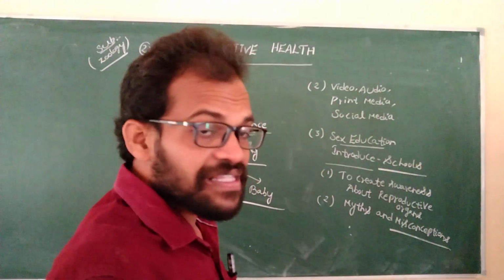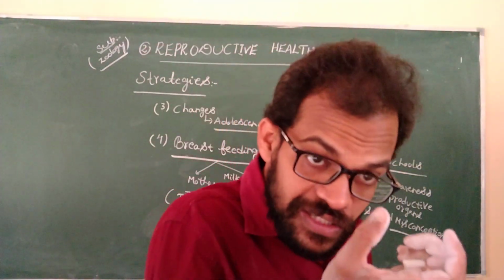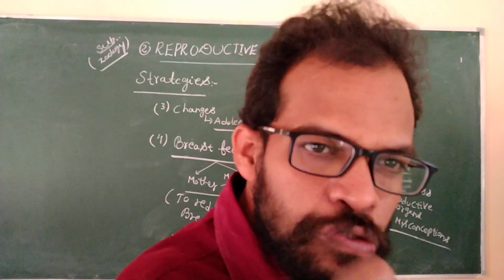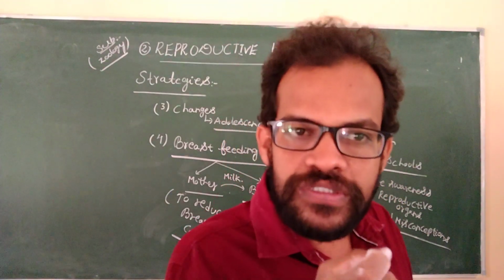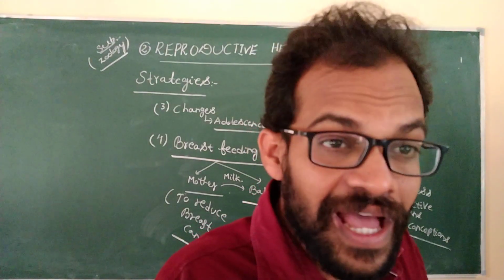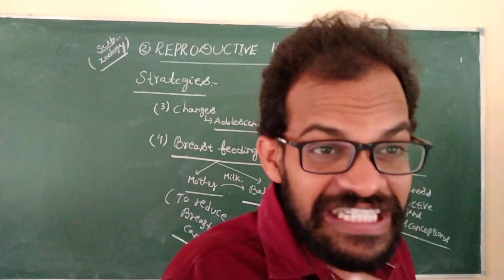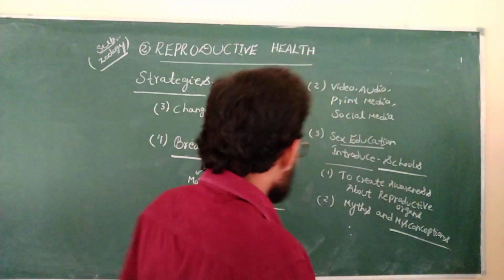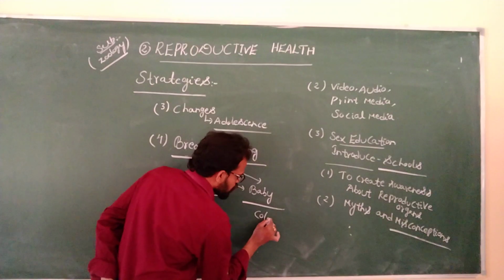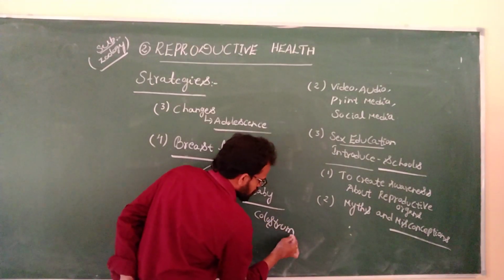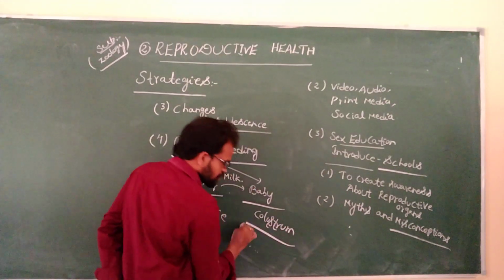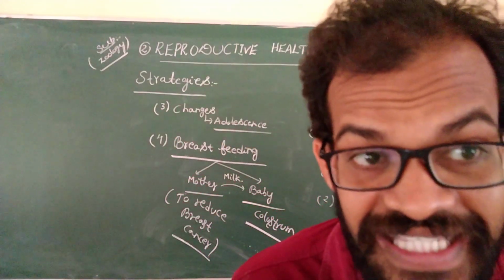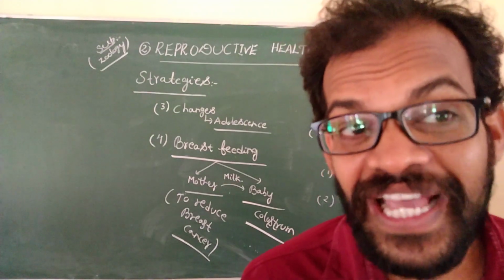What is the advantage for the baby? The baby takes milk from the mother. In the first few days after delivery, the mammary glands produce milk during the lactation period. The first few days of milk is known as colostrum.